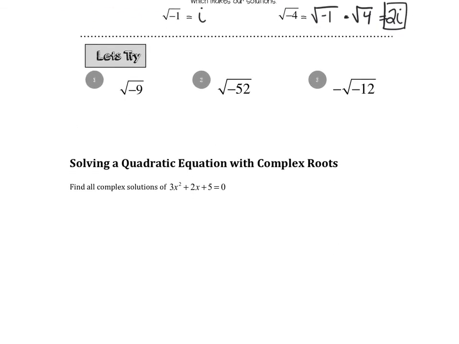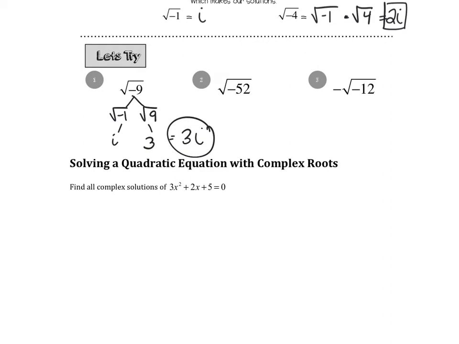So let's try a couple more examples here. In this example, we have the square root of -9. So remember, the square root of -9 can be broken down into the square root of -1 and the square root of 9. And the square root of -1, remember, is i, but the square root of 9 is 3. So our answer here would be 3i as a final answer there.